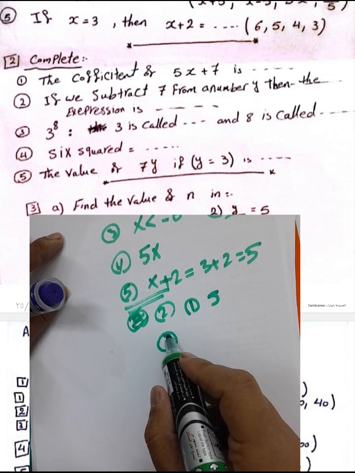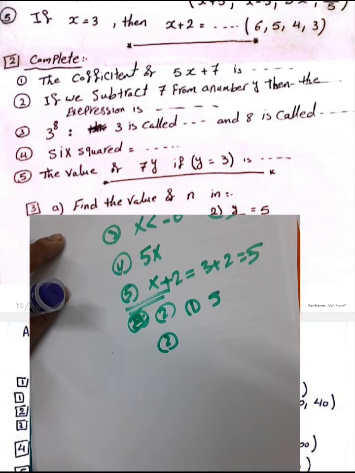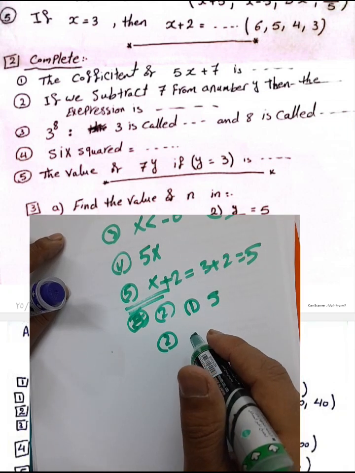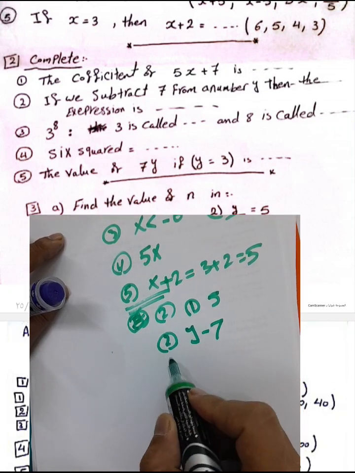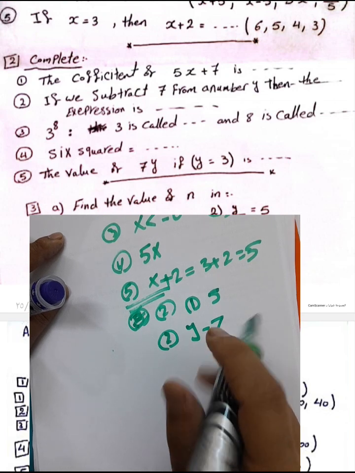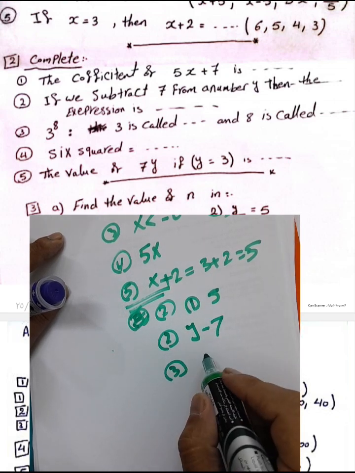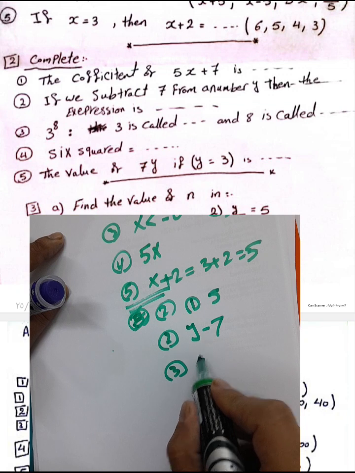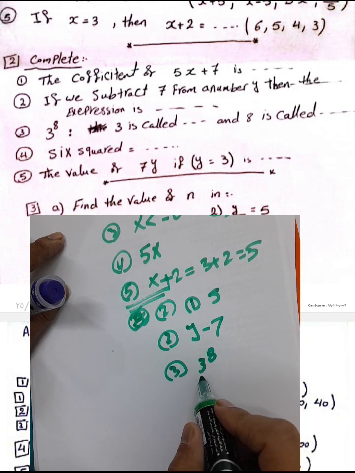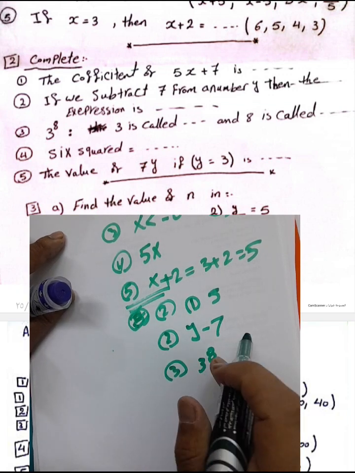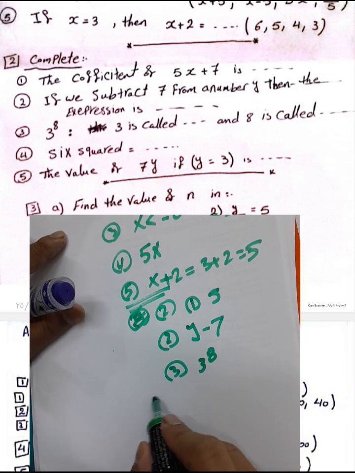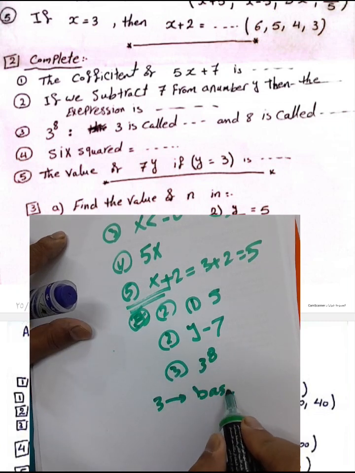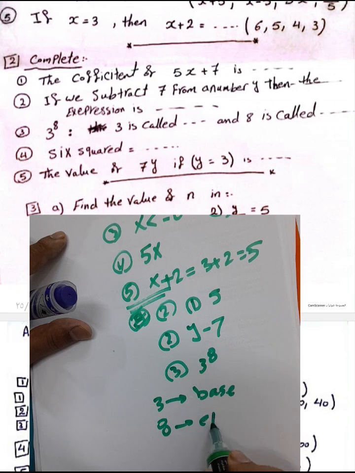Question number 2, if we subtract 7 from a number y, then the expression will be what? Y minus 7. Y is the minuend and 7 is the subtrahend. Question number 3, 3 power 8. Here 3 is the base and 8 is the power or exponent.